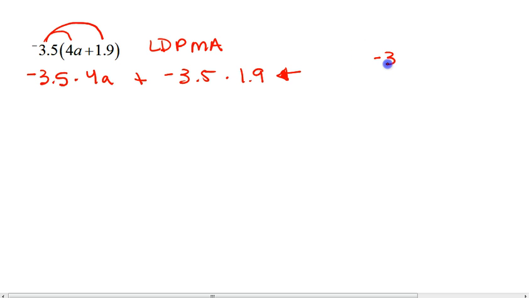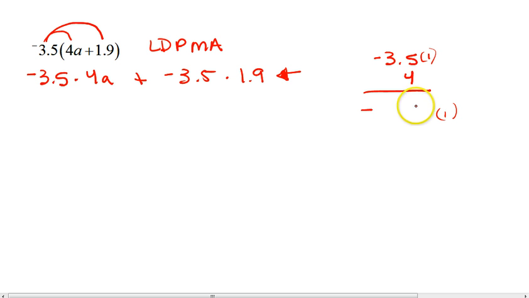So I'm going to take negative 3.5 and multiply it by 4. I don't have to line up the decimals because I'm doing multiplication, not addition or subtraction. I know my answer is going to be negative because I have one negative and one positive. I have one decimal place in my problem, so I'm going to have one decimal place in my answer.